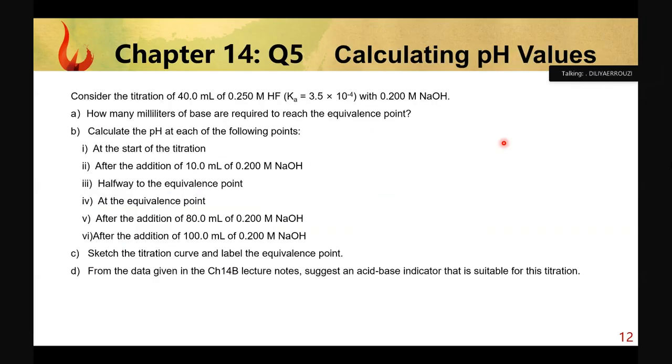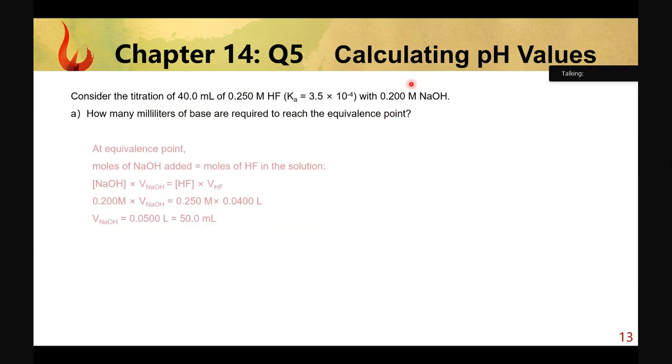Okay, the fourth problem is chapter 14, question 5, which is calculating the pH value. This is a question basically about titration. So consider the titration of 40 ml of hydrogen fluoride with sodium hydroxide. So how many milliliters of base are required to reach the equivalence point? We need to know the equivalence point.